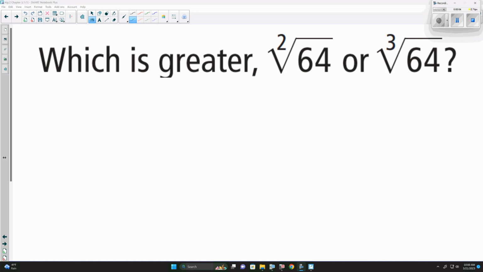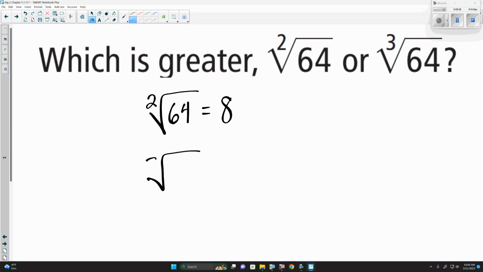All right, guys, so which is greater, the square root of 64 or the cubed root of 64? So what is the square root of 64? It is 8, because when we take the square root, we're asking what number times itself gives 64. And 8 times 8 would give us 64. Now what is the cubed root of 64? It is indeed 4, because 4 times 4 is 16, and 16 times 4 is 64.